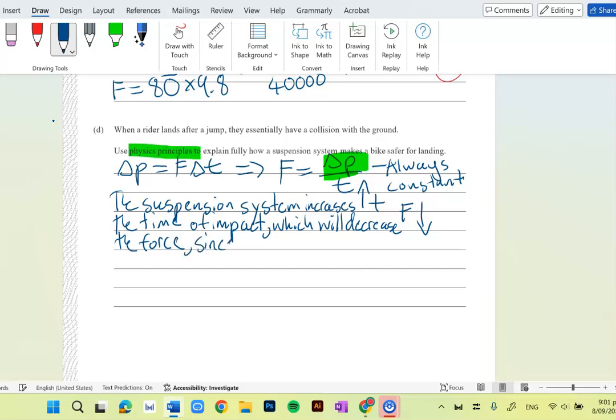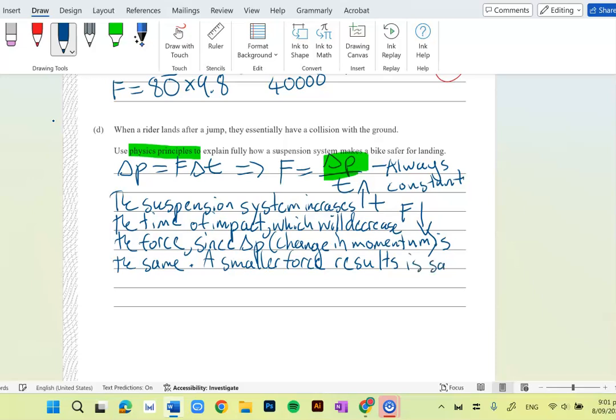Since change in P, or you can write it as change in momentum, is the same, a smaller force results. You have to have a concluding statement on the safety: is safer on landing.